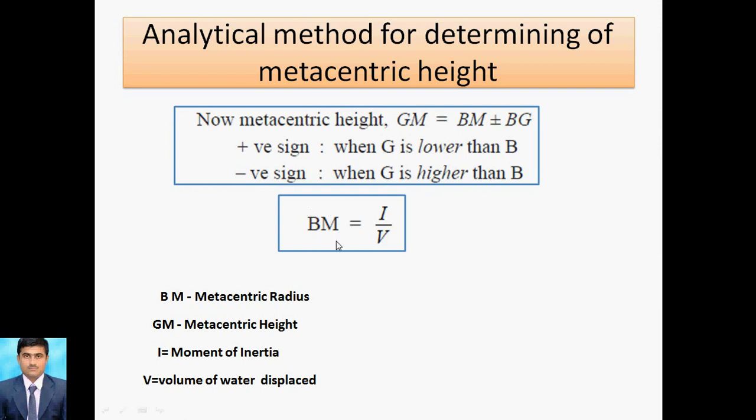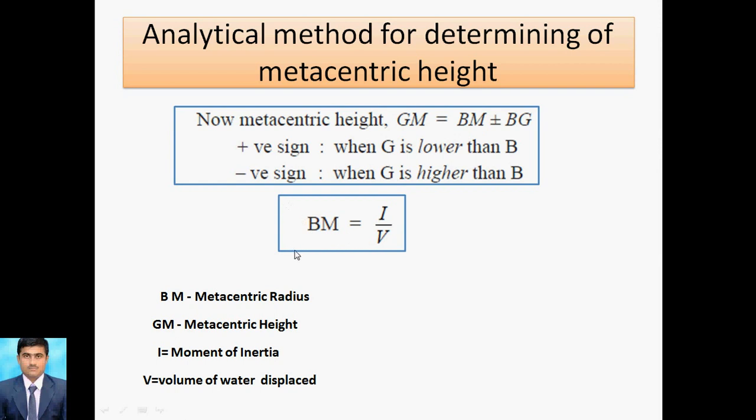Okay, so that BM value is nothing but the metacentric radius. So BM is equal to I upon V. I is the moment of inertia, V is the volume of water. So this is from the analytical method. So this is the formula for the analytical method. The BM value, that is the metacentric radius, we already discussed. I is the moment of inertia. According to the shape we can find out I, then find out the volume. So if you know BM and BG, we can get the GM. Okay, so this is regarding the analytical method.